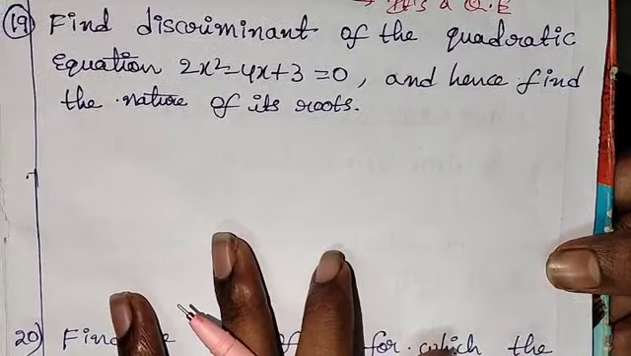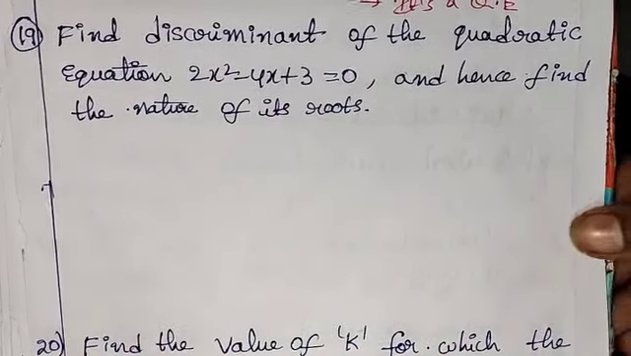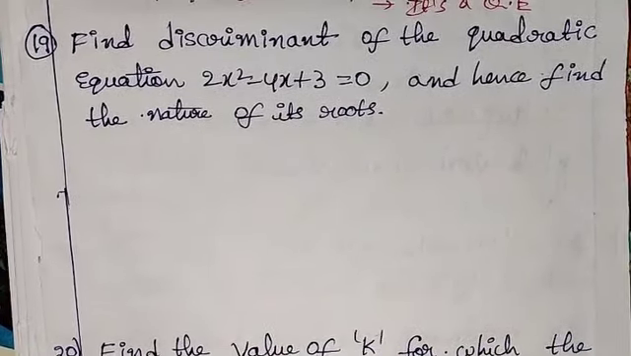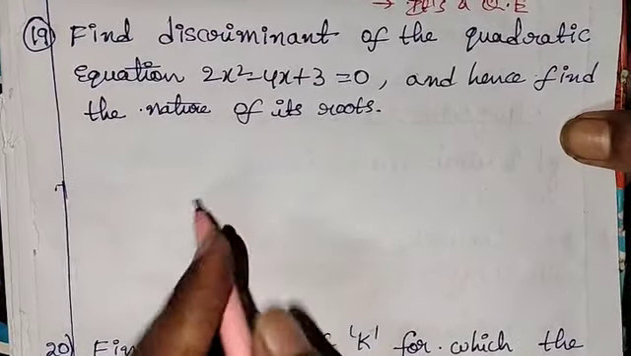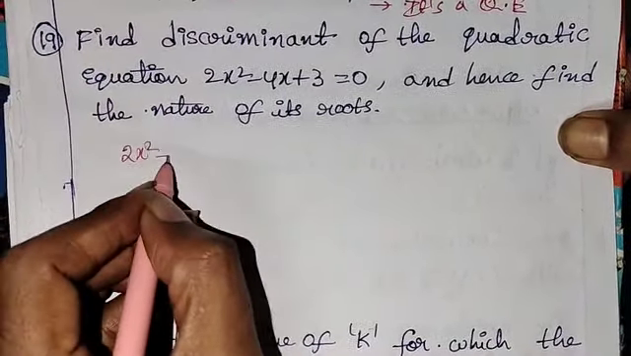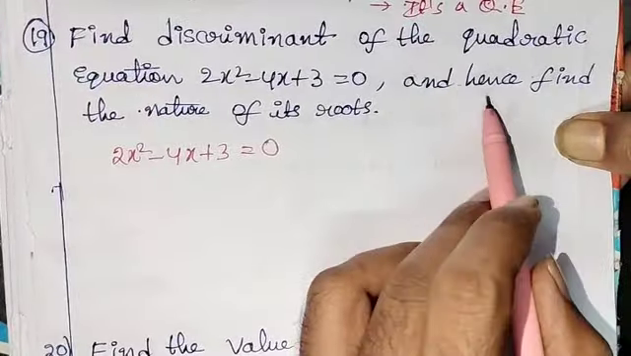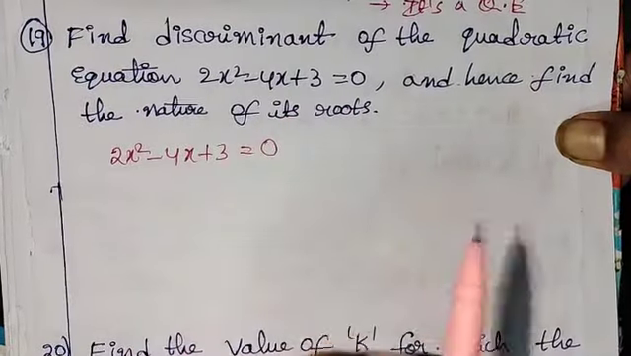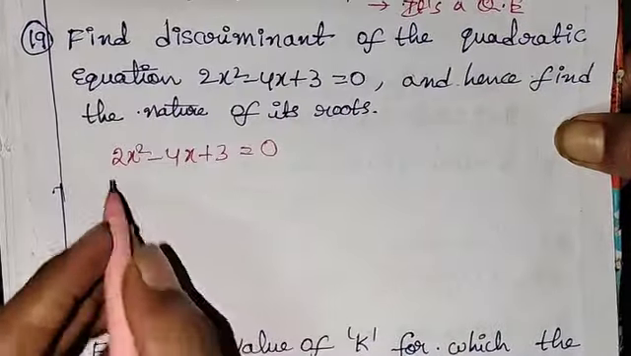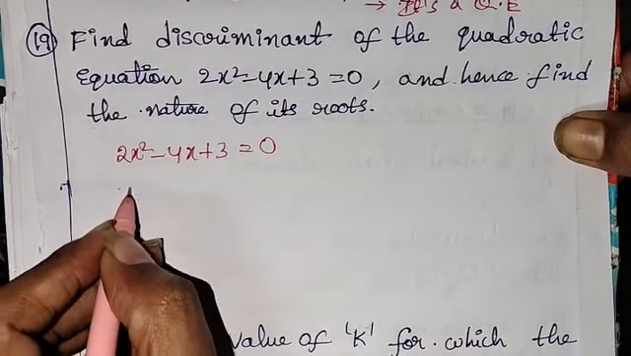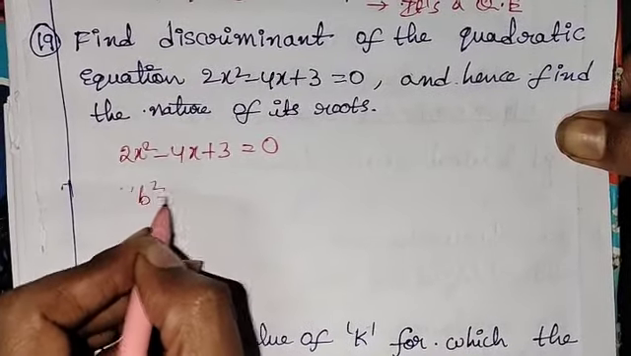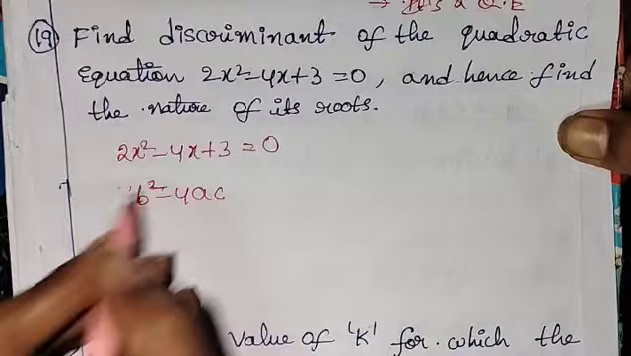Find the discriminant of the following quadratic equation: 2x square minus 4x plus 3 is equal to 0, and hence find the nature of its roots. So discriminant, what is the formula for discriminant? b square minus 4ac is called discriminant.